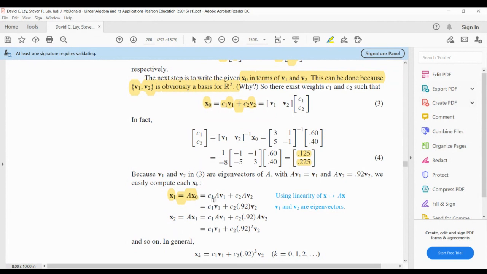Okay, well, x naught, remember, was C1 V1 plus C2 V2. So A times x naught could be written as C1 AV1 plus C2 AV2. That's due to matrix properties.